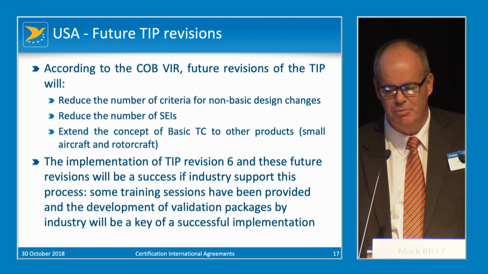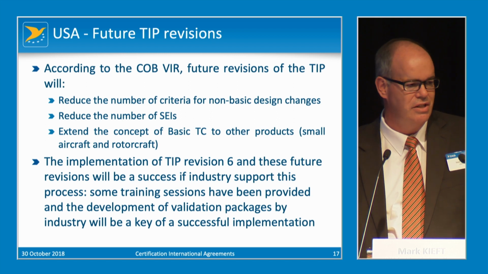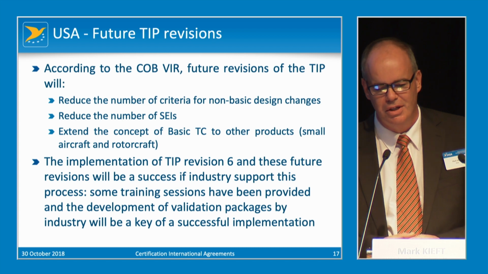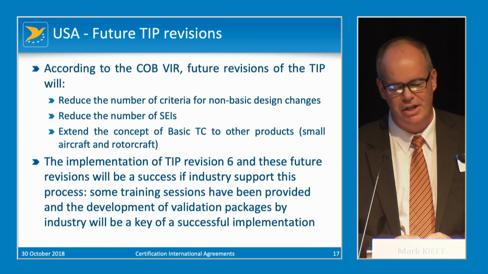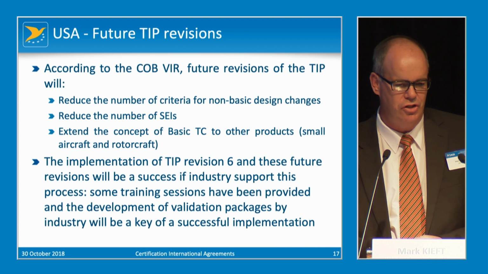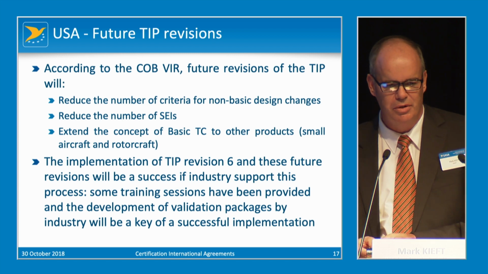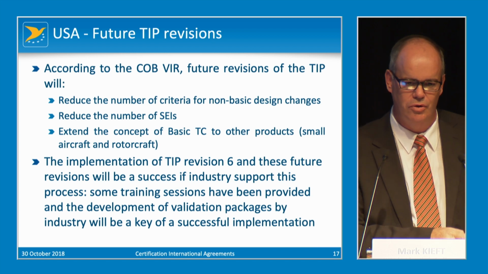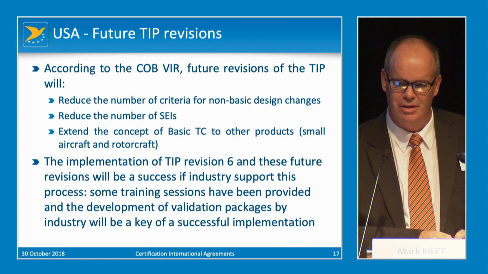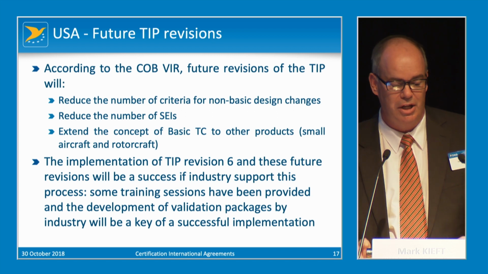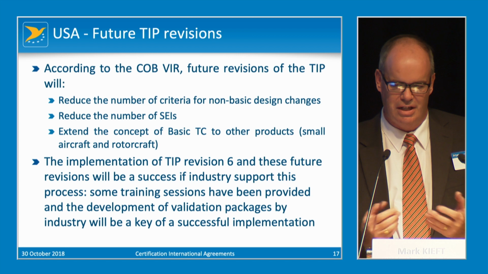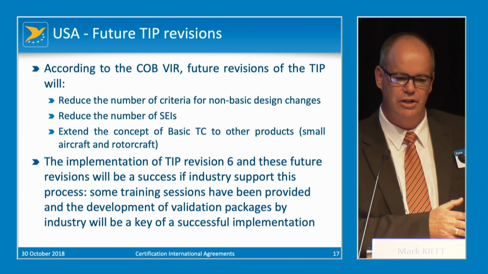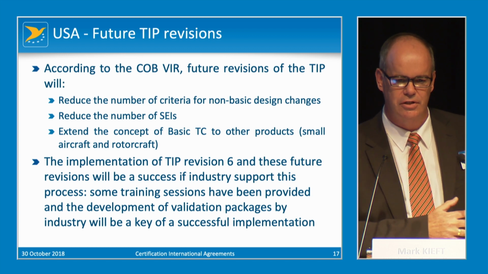The implementation of Tip 6 and future revisions will be a success if industry supports this. What do we mean by this? As an example, if the TC holder makes some basic changes and doesn't comply with the tip, then our partners will be looking at this and saying, well, your industry is not complying with the tip. We have to ensure that we comply with the tip. Our DOAs, our industry complies with the tip, which will build up confidence to drive the validation roadmap into less and less validation activity.